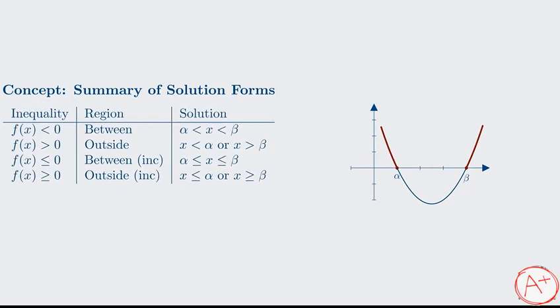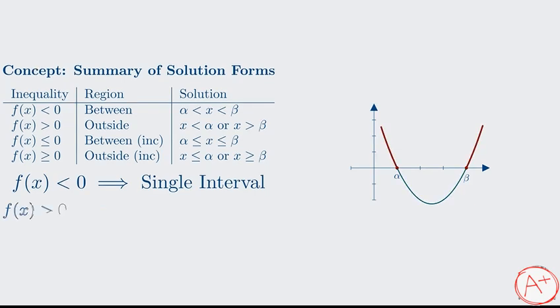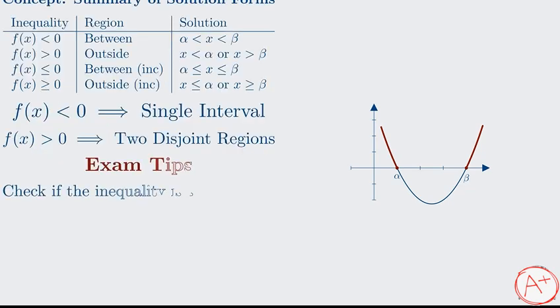Notice a crucial pattern here. When the inequality is less than 0, we are looking for the valley of the U-shape, which is a single connected interval between the roots. When the inequality is greater than 0, we are looking for the arms of the U-shape that go off to infinity in opposite directions, requiring two separate inequalities joined by the word or. Always check if the original question uses strict inequalities or equal to signs, and ensure your final answer matches that notation.